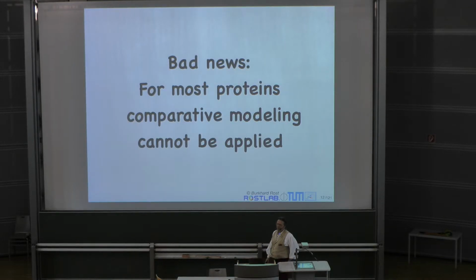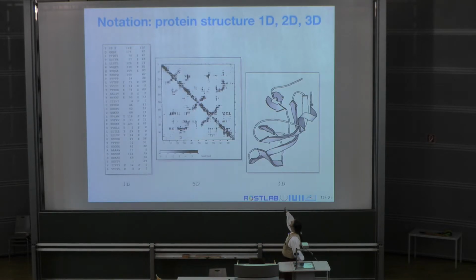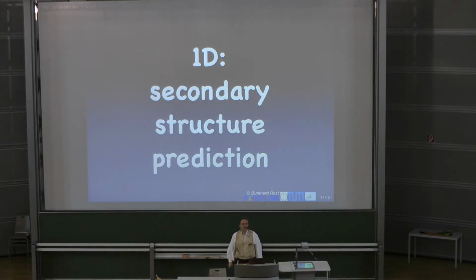The bad news is, for most proteins, comparative modeling cannot be applied. For most proteins, in fact, we don't have a structure that is similar, cannot recognize it, or there's a region where we cannot do that. And that means that we have to approach the problem on a different level. 3D is no longer doable. I will talk about 2D and I will talk about 1D, and I begin with 1D because that's the simplest. And the first example of 1D is secondary structure prediction.